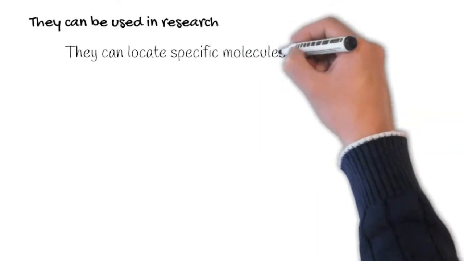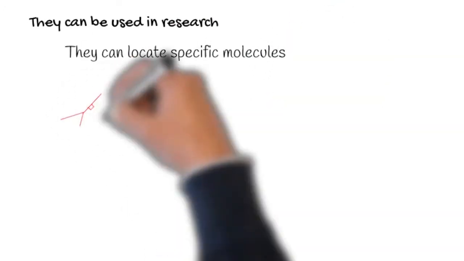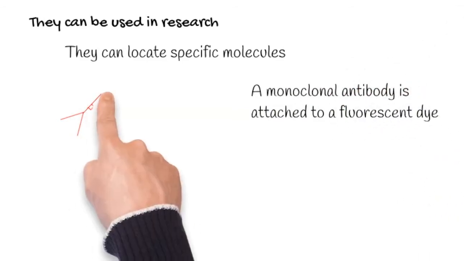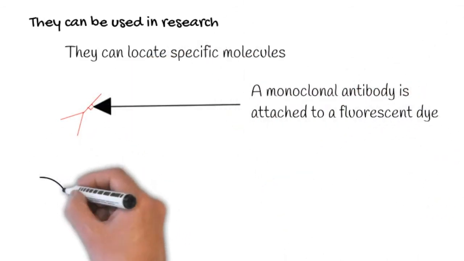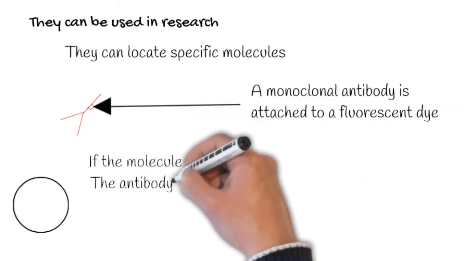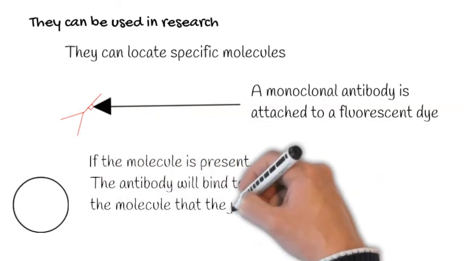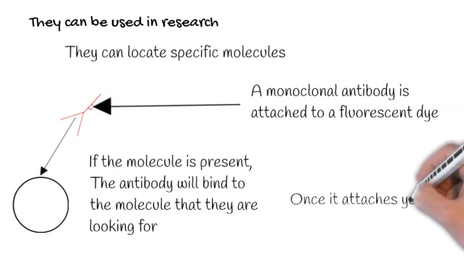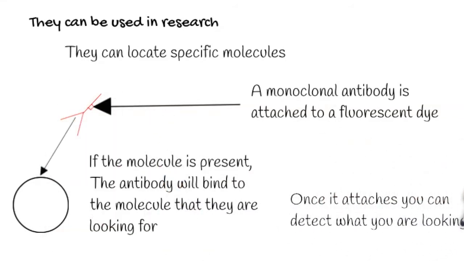They can be used in research. They can locate specific molecules. So again, here we've got a monoclonal antibody, and it attaches to a fluorescent dye, which is here. If the molecule is present, the antibody will bind to the molecule that they are looking for. Once it attaches, you can detect what you are looking for by analysing the dye.